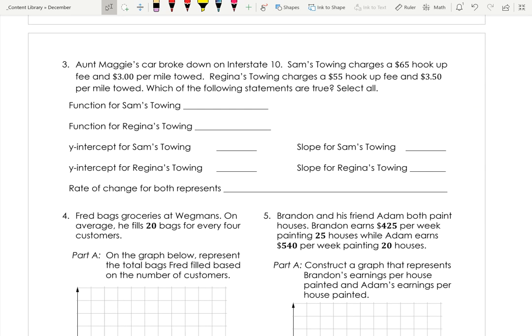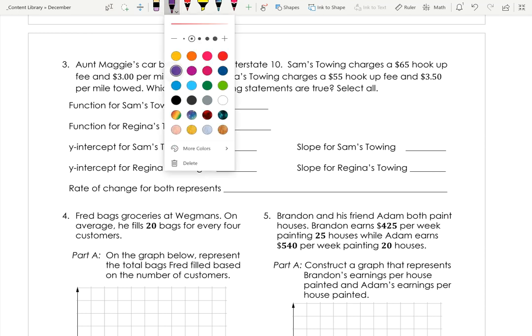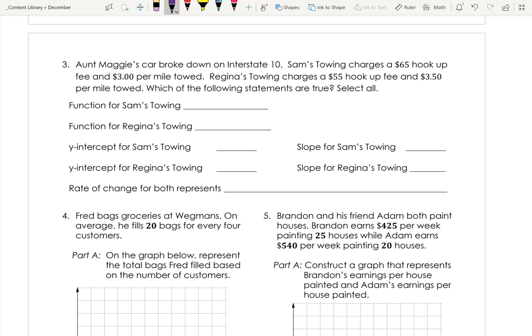All right, problem number 3. Aunt Maggie's car broke down on Interstate 10. Let's go back to the purple here. Sam's Towing charges a $65 hookup fee and $3 per mile towed. Regina's Towing charges a $55 hookup fee and $3.50 per mile towed. All right. Now, on the test, you'll see this being one of these types of questions. But in this case, we're just actually going to find out all this different information. But on the quiz tomorrow, it'll look a little different. You won't have to fill it in. You'll just have it filled in. You kind of have to say which ones are true, which ones are not.